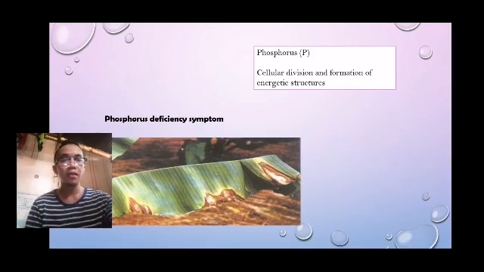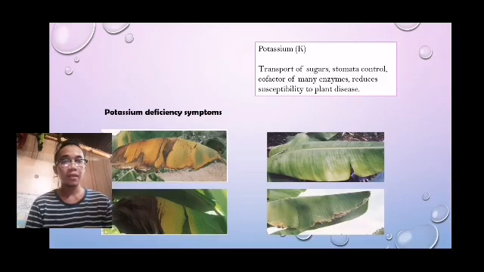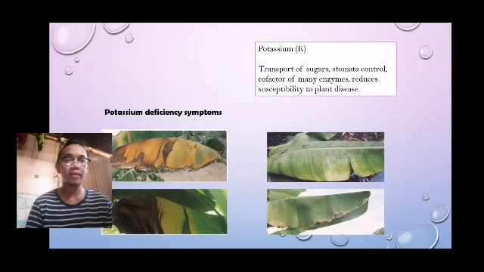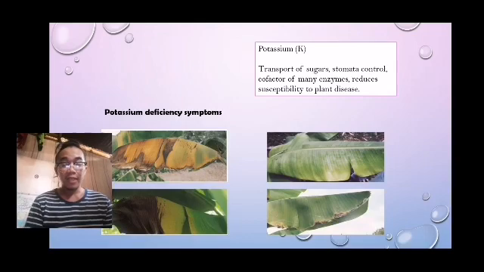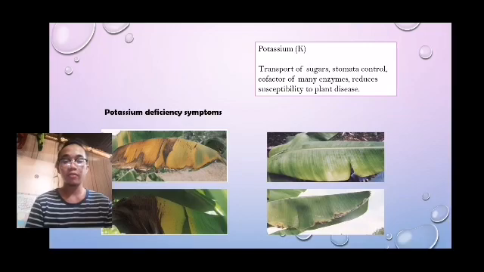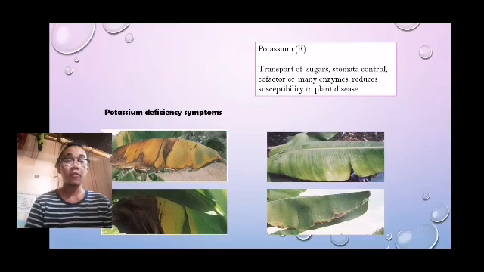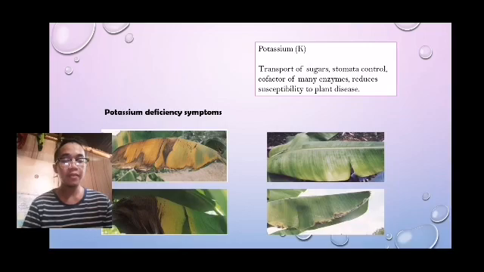necrotic. So potassium: it is involved in the transport of sugar, stomata control, cofactor of many enzymes, and reduces susceptibility to plant disease. So potassium is the most important nutrient in banana production. It makes up 44% of the plant nutrients that banana needs. So it is required as cofactor for over 40 enzymes. It has a role in stomatal movement by maintaining electron neutrality in plant cells.